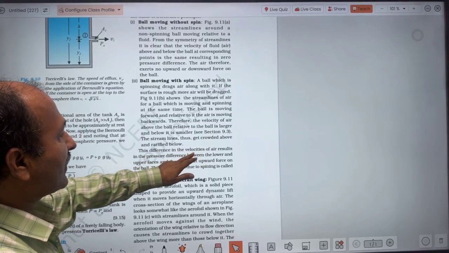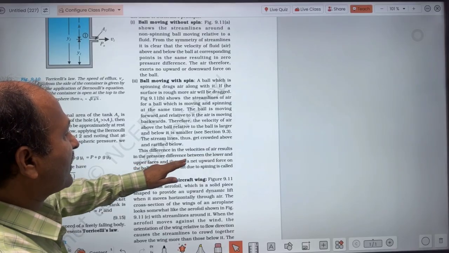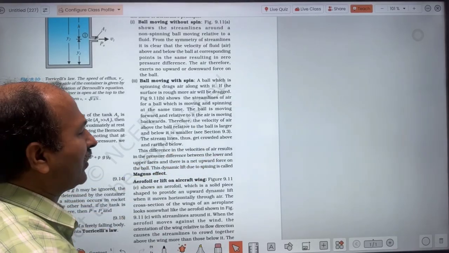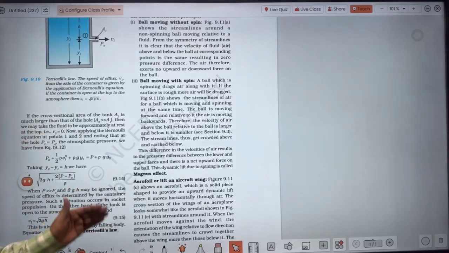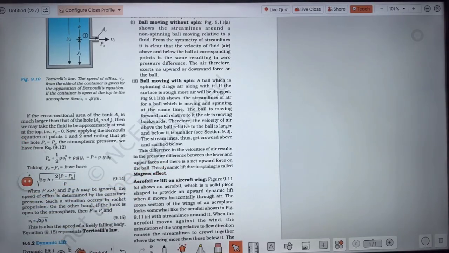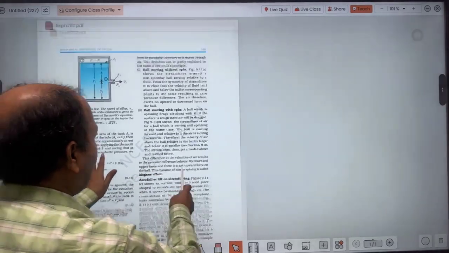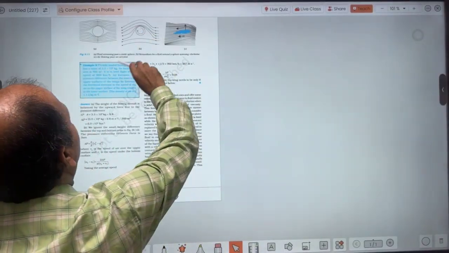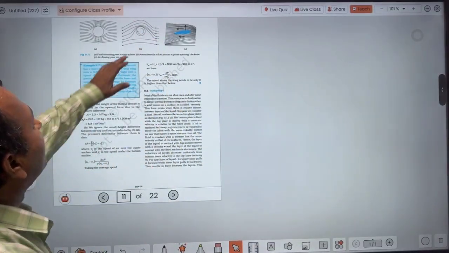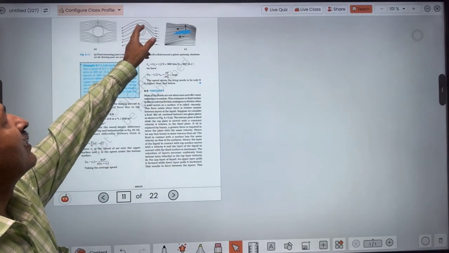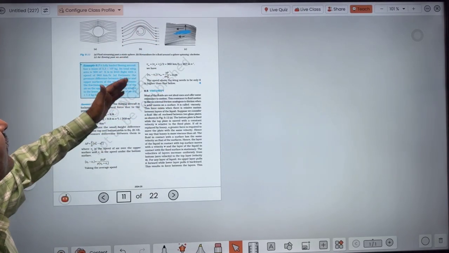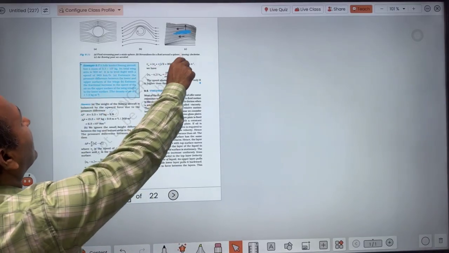The difference in the velocities of air results in the pressure difference between the lower and upper faces, and there is a net upward force. As I told you, wherever pressure will be less, in that case there will be force. This is called dynamic lift. So in the second case, you have seen here there is dynamic lift upward, since velocity will be more, so pressure will be less to that side, right? So there will be upward lift.